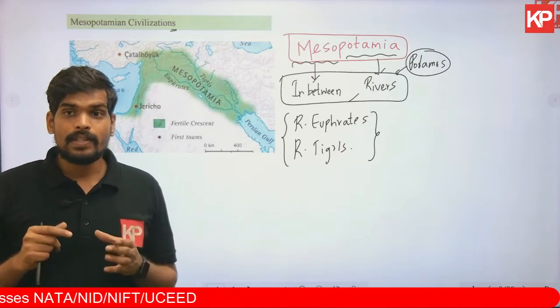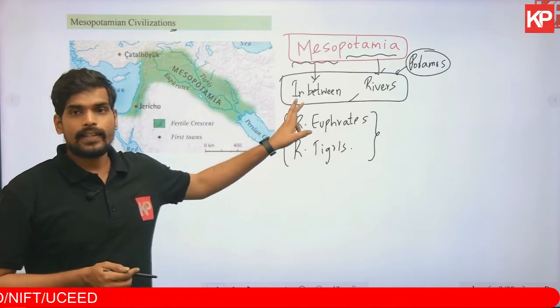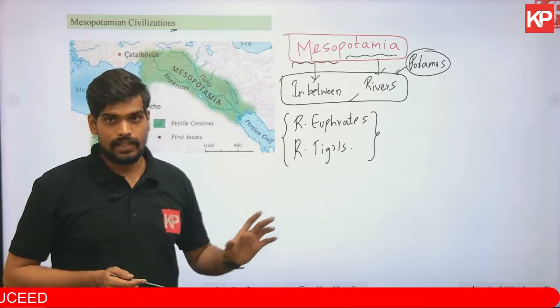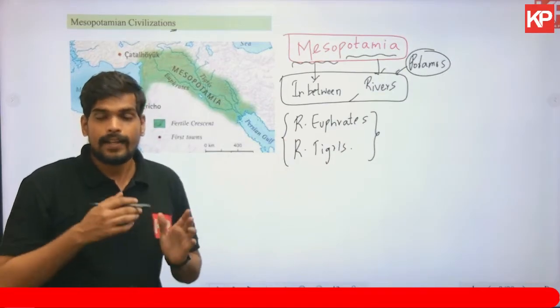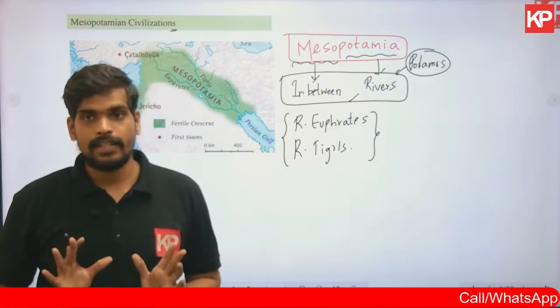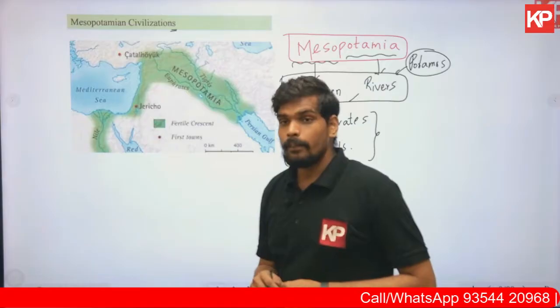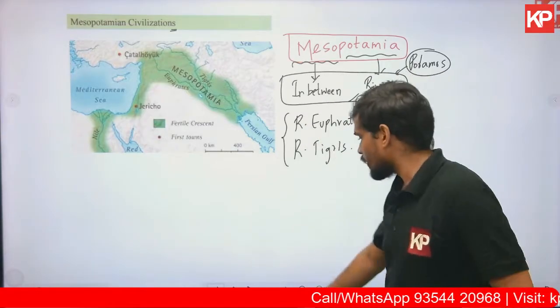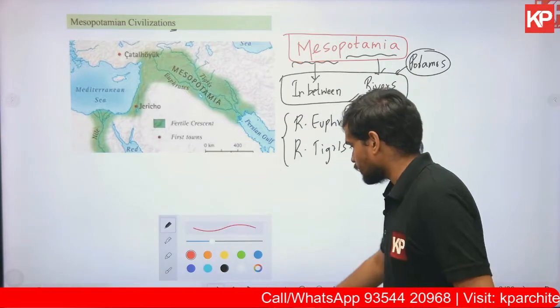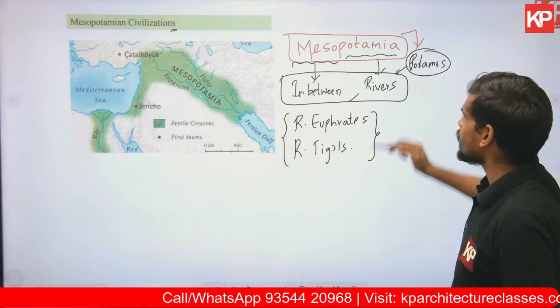Because Mesopotamian civilizations are those civilizations which belong to this geographic region which falls in between rivers, and the rivers which we are talking about here are river Euphrates and river Tigris, which fall mostly in the country of Iraq in present day's time. Now the next point which you need to remember here is not only that Mesopotamia stands for land between the rivers.